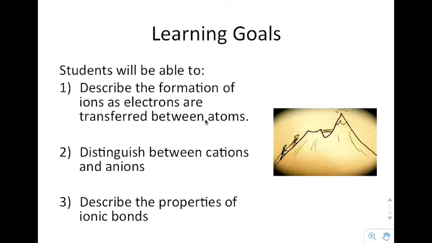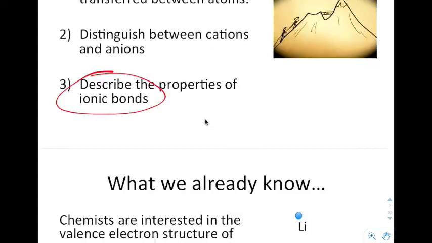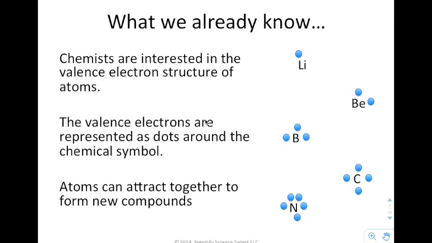are transferred between atoms, that they distinguish between cations and anions, and that they describe the properties of ionic bonds. So first, here's what we already know. We already know that chemists are interested in the valence electron structure of atoms because it's the valence electron structure that determines the reactivity. That's what we talked about at the end of Unit 3. So the valence electrons are represented by dots around the chemical symbols.